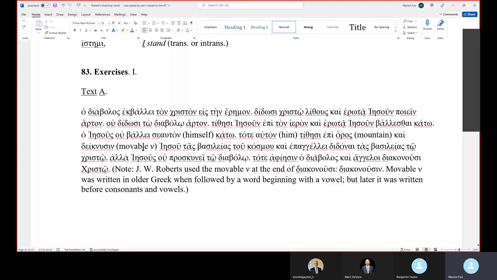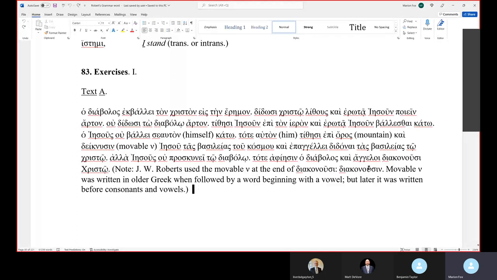Right, here's the movable nu right here, and he's put it in there to tell you that it is, and it's right here, okay? And so normally that word wouldn't have it there. So when you're looking at the word, drop the nu off when you conjugate it. That's what he's trying to tell you to do. And this is common in some of your Greek manuscripts, which will have nus in there where you wouldn't expect it.